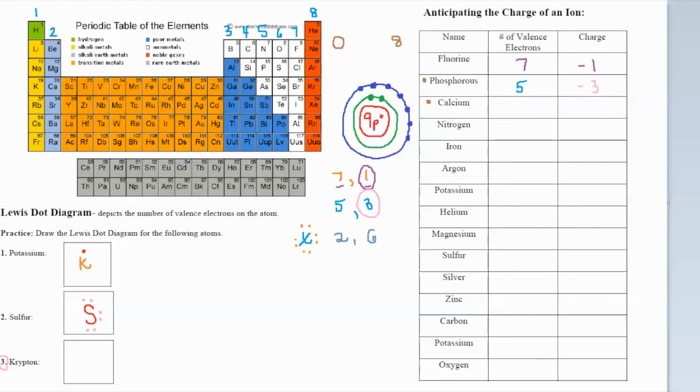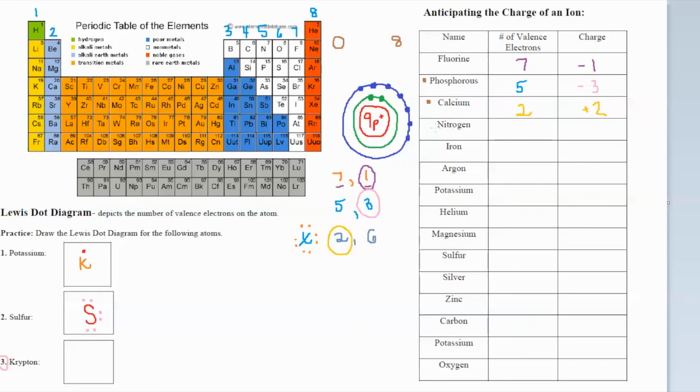Now, from a numbers point of view, losing 2 is easier than gaining 6. So calcium, which has 2 valence electrons, will have a +2 charge because it's going to lose 2 electrons. And when you lose 2 electrons, you have a +2 charge.